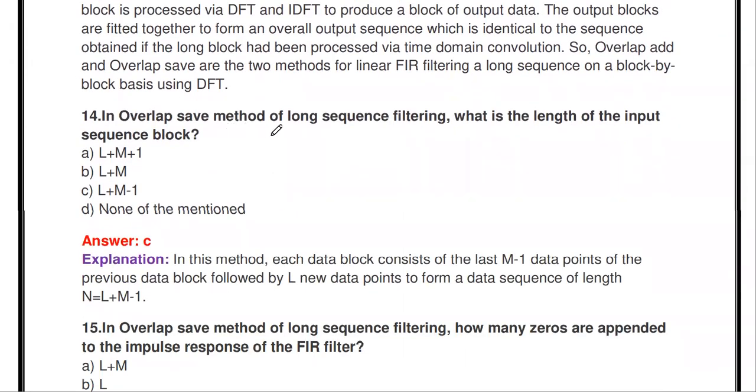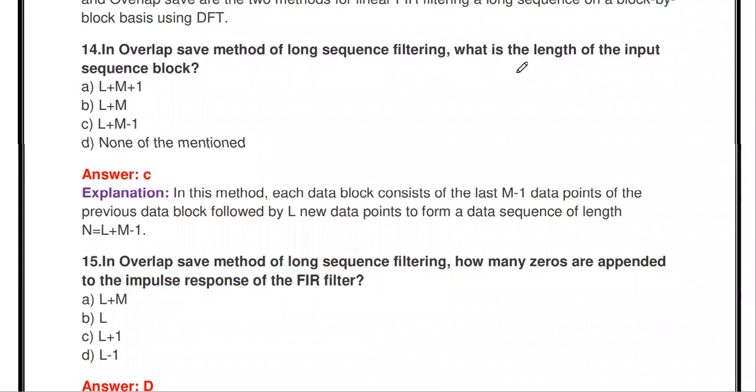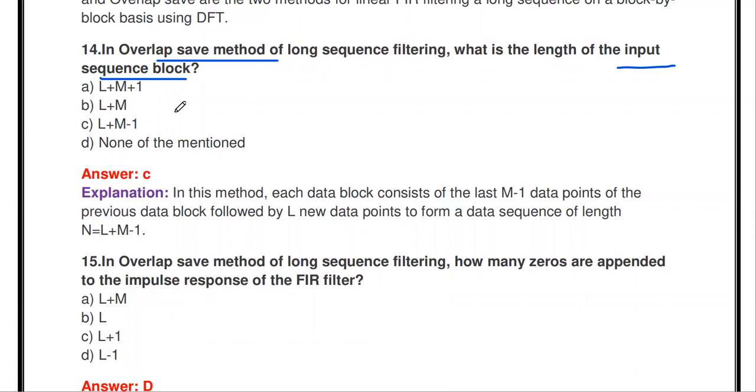Next, in the overlap save method of long sequence filtering, what is the length of the input sequence block? In the overlap save method, the input sequence block should have the length L plus M minus 1. Just remember it: L plus M minus 1. That means the last M minus 1 data points from the previous block, followed by L new data. So L plus M minus 1 samples in the overlap save method.